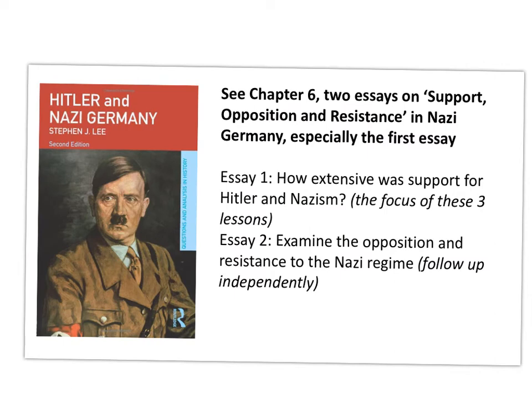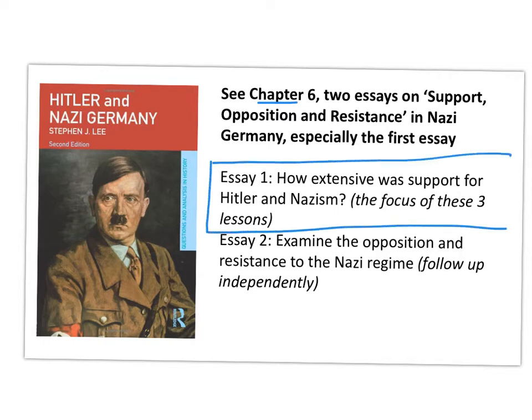As I say, the Stephen J. Lee, chapter 6, contains 2 essays, and the first one is especially relevant for these 3 lessons: how extensive was support for Hitler and Nazism? That isn't to say you shouldn't look at the second essay. The second essay is also relevant because it's about negative support, in a sense. It's about the other way around: the opposition and resistance to the Nazi regime, 1933-35, the reasons why people didn't like the regime.